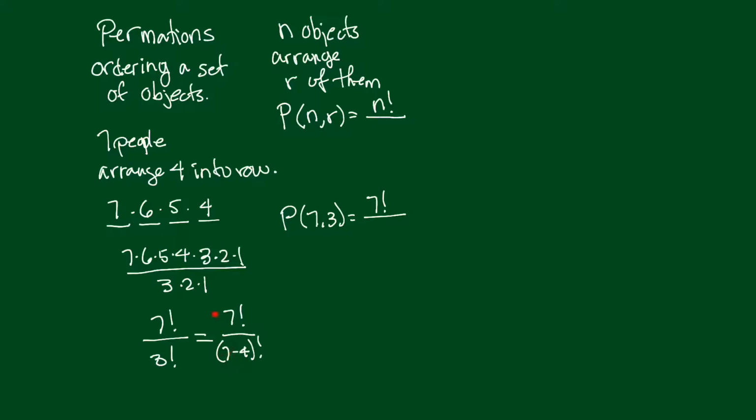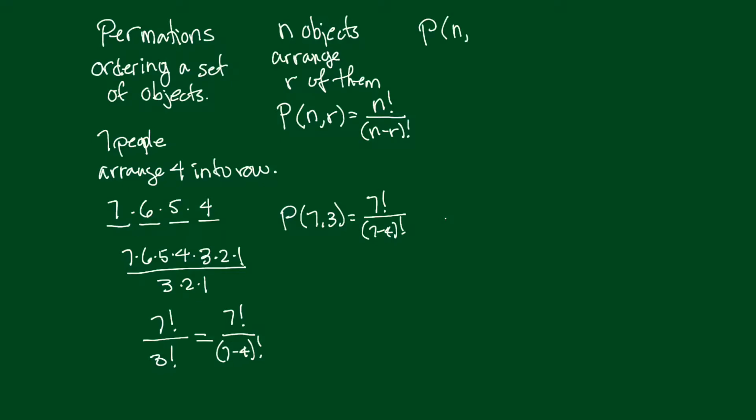So 7 is the number that you start with minus the number that you arrange. So for us, down here, I'll just go down here kind of fast. This was what? 7 minus 4 factorial. So if I bring that up here, I've got n objects, and I'm going to subtract out r of them to arrange. So this is going to be n minus r factorial. There's the formula that we're looking for.